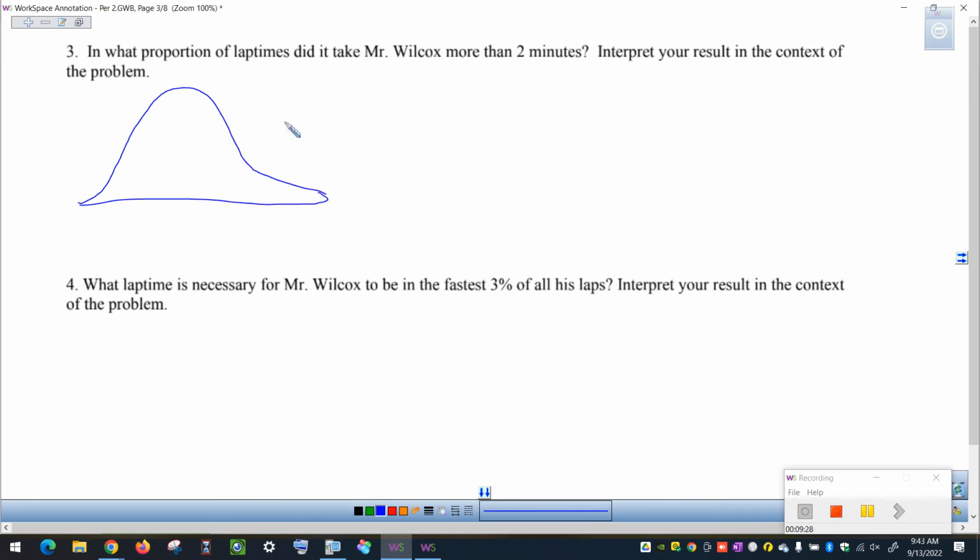All right, so we're just going to go ahead and adjust our picture. This is now going to be like a greater than picture. So 1.84 is still our mean in the center. More than 2 minutes, so we're just going to mark a 2 down there. And this time it's shading to the right since it's more than 2.